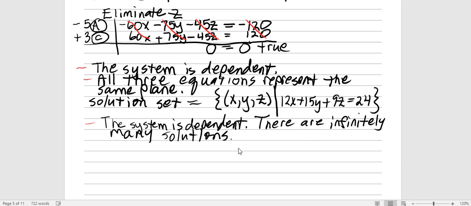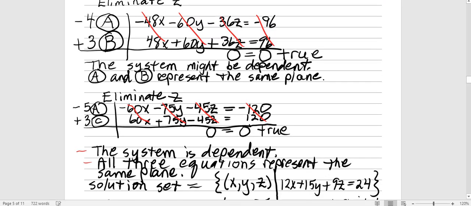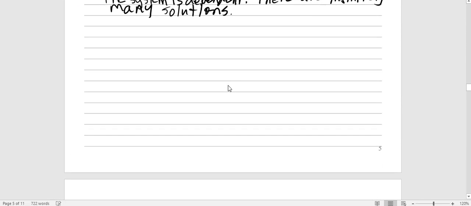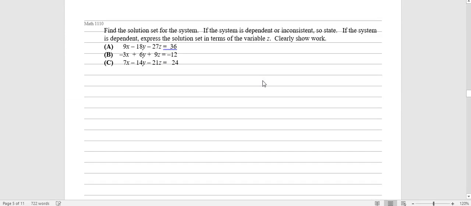Okay, so that is problem 5. Let's take a look at problem 6. So there are infinitely many solutions would be the answer choice on a problem like that.